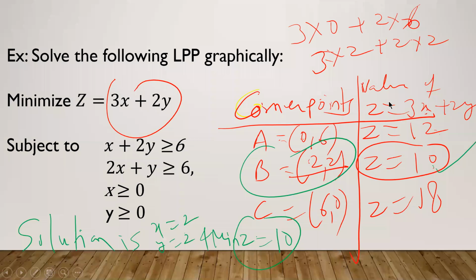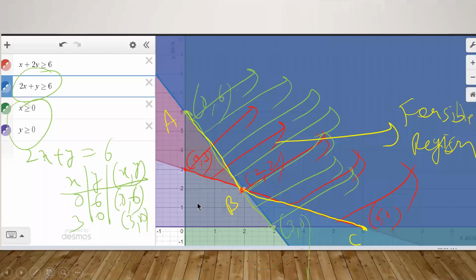When you have the coordinates of the corner points, make a table like this. Write down the corner points and the value of Z here. If the problem is of maximizing, choose the value which is maximum. If it is of minimizing, select Z where you are getting the minimum value and see for which point it is. The x coordinate of that point will be your value of x, and the y coordinate of that point will be the value of y.